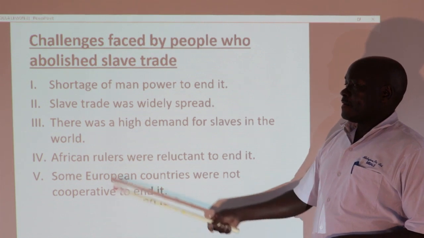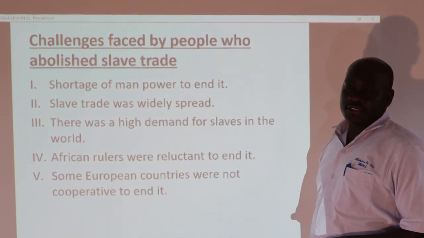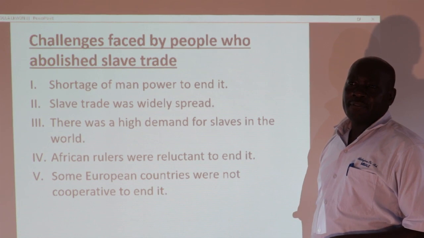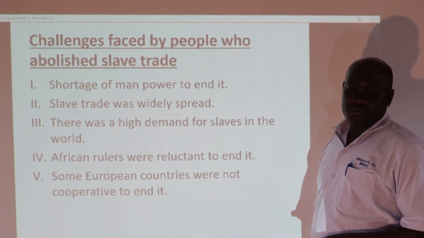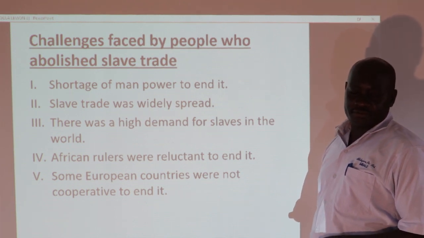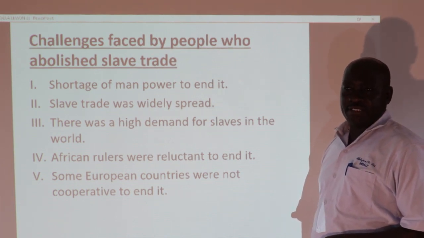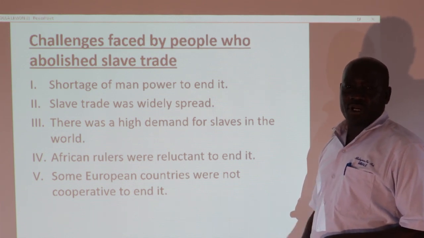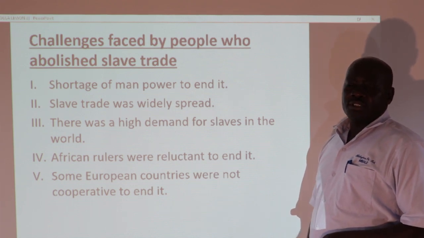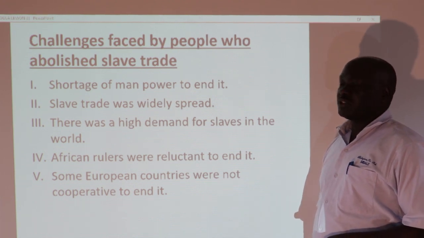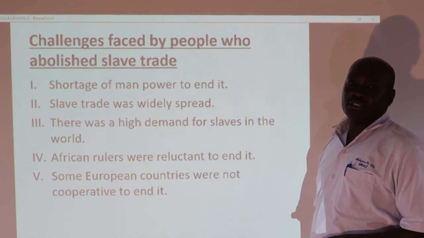Then there was a high demand for slaves in the world, meaning that countries like America, countries like Britain, and others, Saudi Arabia, you talk of Zanzibar, there was a need to use slaves, meaning that that was free labor which was not paid. So people were struggling to get people to work in their farms, like in plantations, tea farms, in the mines, in their homes. So it was really very hard to stop slave trade.